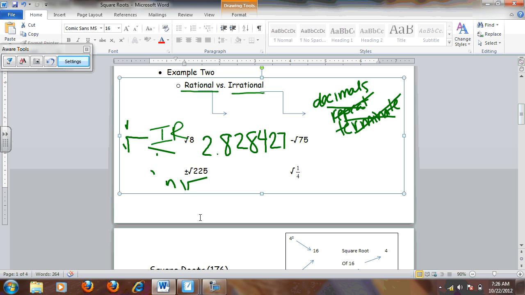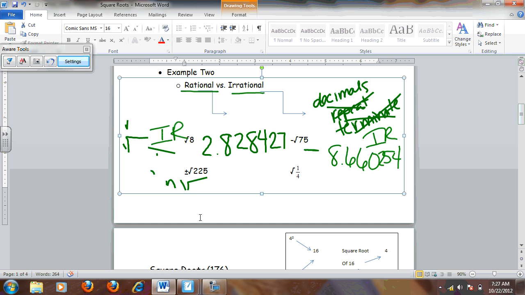Okay, let's try the next one. The opposite, or the negative square root of 75. We don't need to put in negative. We just need to find out the square root of 75. And here I got 8.660254 and a few more numbers. Do you think that is rational or irrational? Again, irrational.